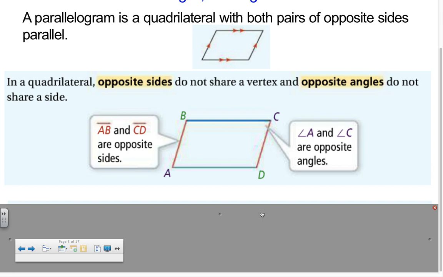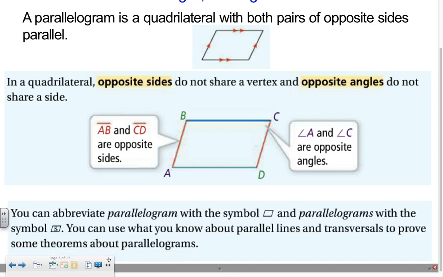In a quadrilateral, opposite sides do not share a vertex, and opposite angles do not share a side. So we've got angle B and angle D, which are opposite angles, do not share a side, and these two sides do not share angles. The last thing you need to know is that you can abbreviate parallelogram with this symbol, and parallelograms with this symbol with an S in it. It's plural. So you can use what you know about parallel lines and transversals to prove some theorems about parallelograms.